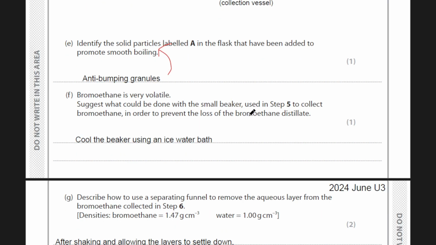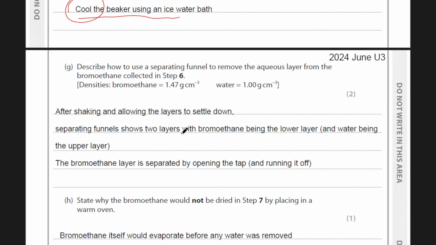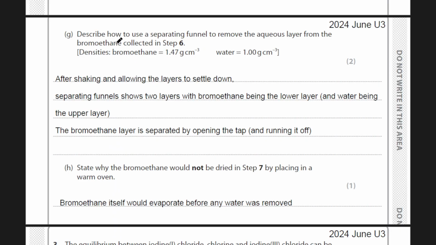Well, first of all, since it's volatile, we can cool the beaker using an ice water bath. This is the most viable option here, because if you cool the beaker using an ice water bath, only then the temperature won't be high enough for the bromoethane to evaporate very easily. So that's one way you can do it.